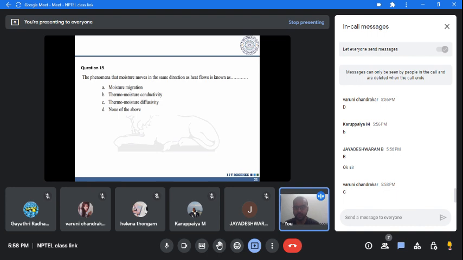So Varun is saying C, thermo-moisture diffusivity. Anybody else? Jadeswaran is saying thermo-moisture conductivity. Okay. Anybody?